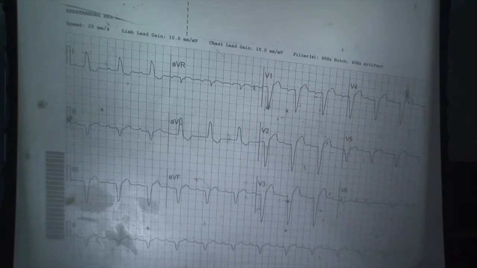Right bundle branch block occurs in healthy people maybe 5% of the time. Military recruits, not necessarily pathologic.